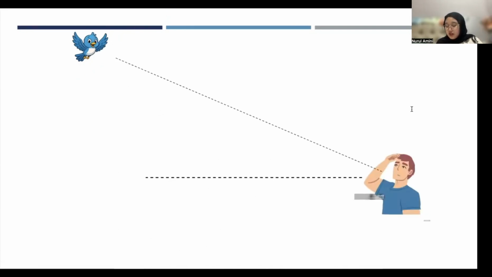This is called a horizontal line, and this is the line of sight. When you look above you, this is called the line of sight. This is the space between the line of sight and the horizontal line. It's called the angle of elevation.